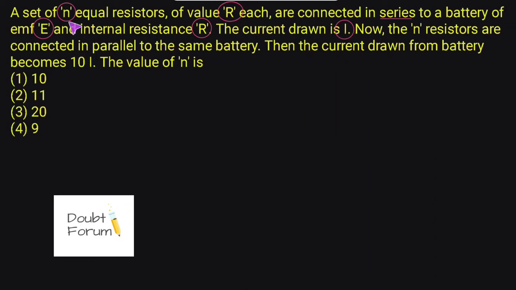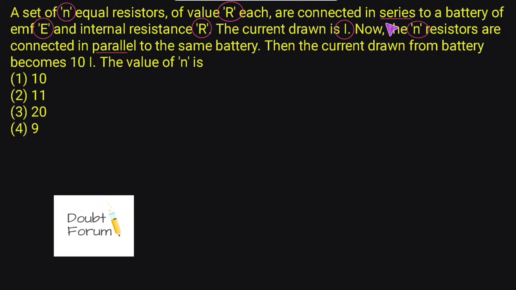So when n number of equal resistors, each having the value capital R, are connected in series across a battery whose EMF is capital E and internal resistance given as capital R, in this case the current which is flowing in the circuit is I. Now, the n resistors are connected in parallel. So now what is happening?